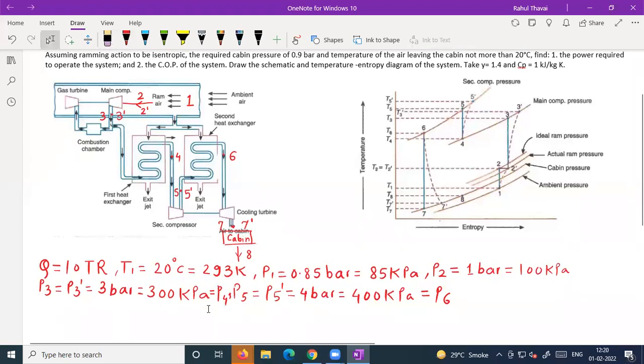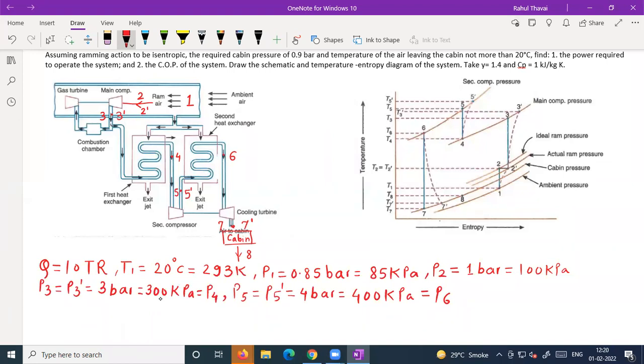Yes, let me know. I understand. Yes, I understand this one. 300 kilopascal. Yes, but P4. Is it okay with this one?